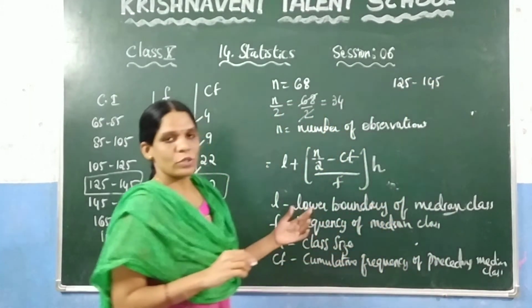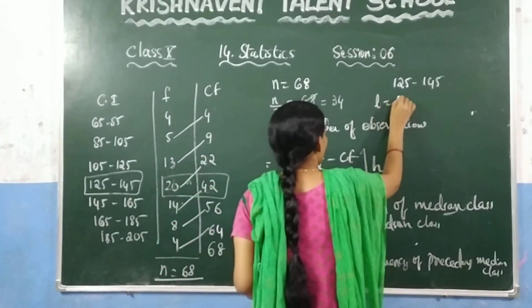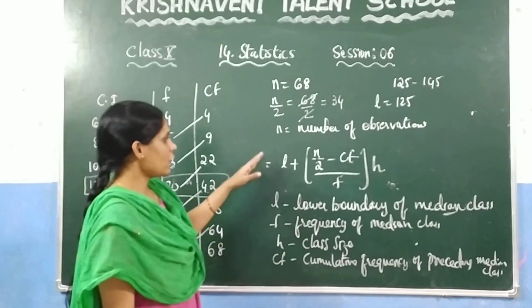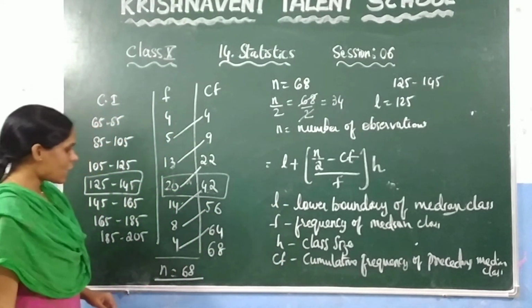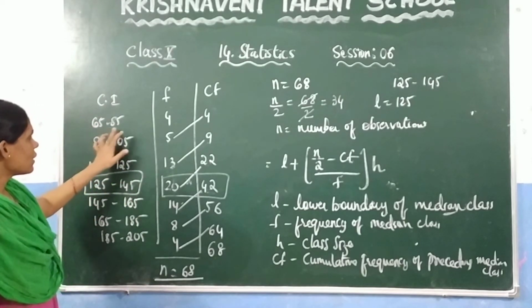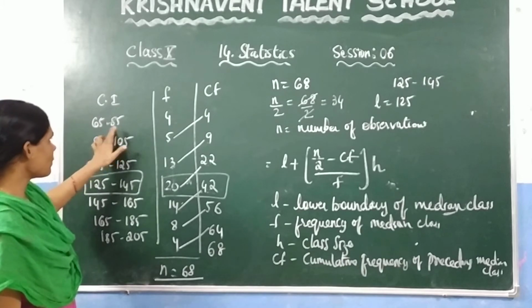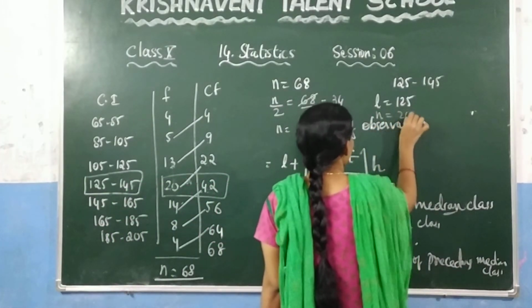Now here you need to check what is the lower boundary. What is the lower boundary here, which is 125. Now you got the value of L, and you know what is meant by H. H is nothing but the class size. You can calculate the class size by taking the difference between these two values. What is the value of 85 minus 65, which gives you 20. So here the H value is 20.